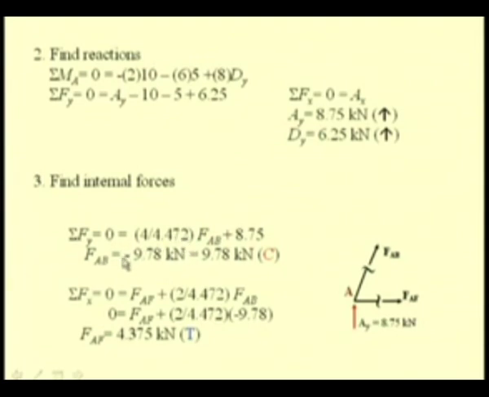Since the answer has turned out to be negative, our original assumption was that the member AB is in tension, but the member is actually in compression. So, the force in the member AB is 9.78 kilonewton compressive. Now, this equation, which is the force summation along the x direction, gives the force in AF. Now, we can move to another joint where again we have only 2 unknowns. Let us consider the joint B.